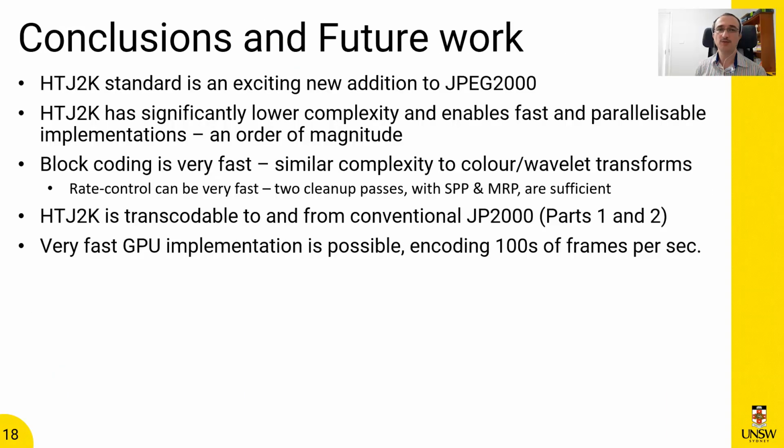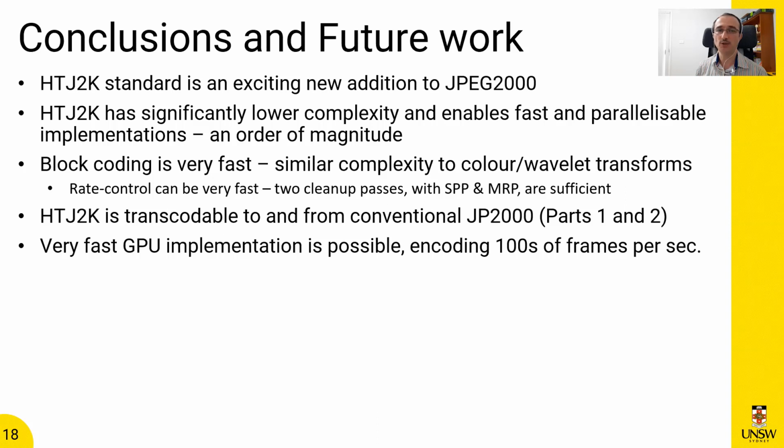The high-throughput JPEG2000 standard is an exciting new addition to JPEG2000. It has significantly lower complexity. It enables parallelizable implementations that are an order of magnitude faster than JPEG2000 parts 1 and 2. Block coding has similar complexity to color wavelet transforms. Therefore, rate control can be very fast, since an existing CPU implementation shows that 2 carefully chosen cleanup passes are sufficient. High-throughput JPEG2000 is transcodable to and from conventional JPEG2000 parts 1 and 2.